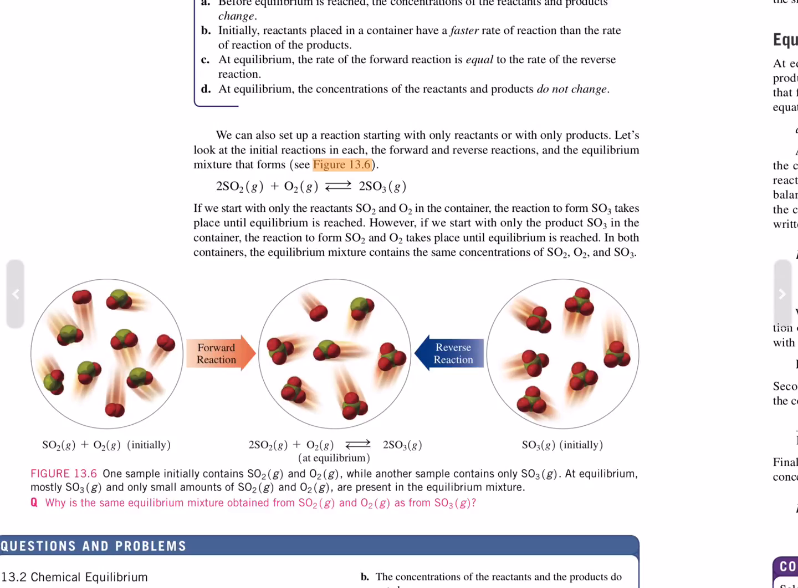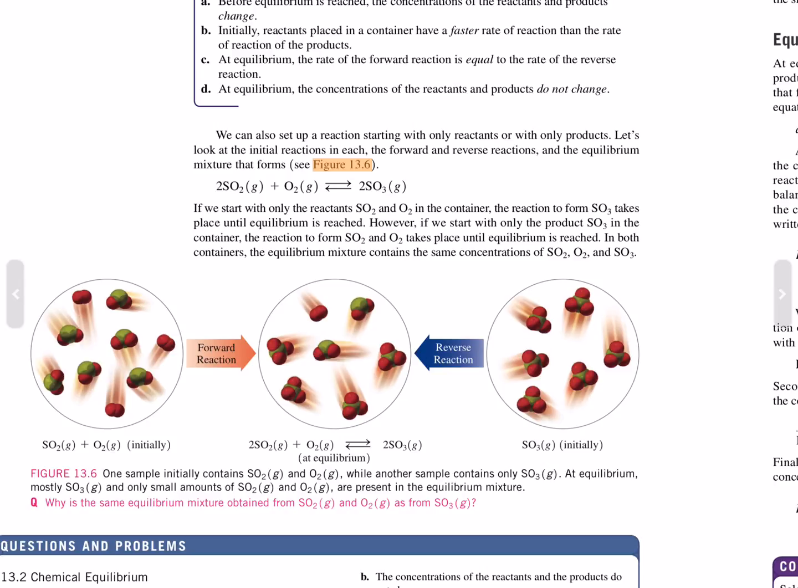We can set up a reaction starting with only reactants or with only products. Let's look at the initial reactions of each, the forward and reverse reactions, and the equilibrium mixture that forms. 2 sulfur dioxide plus oxygen yields 2 sulfur trioxide.